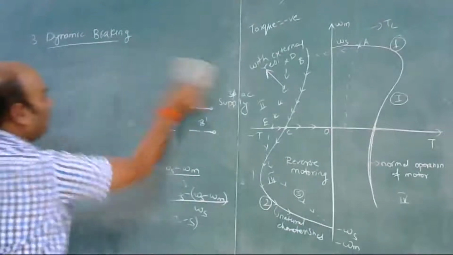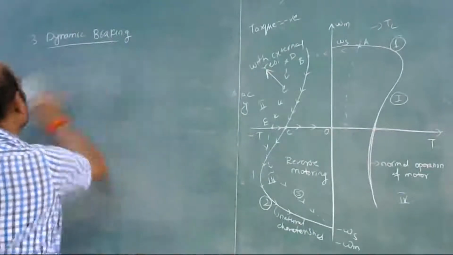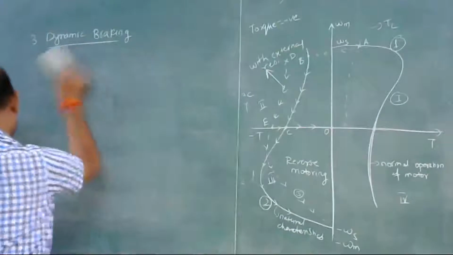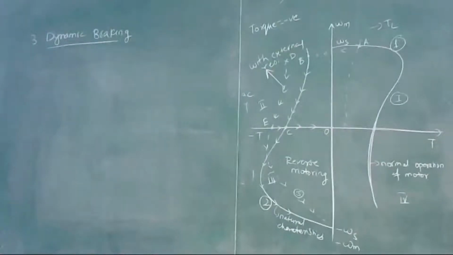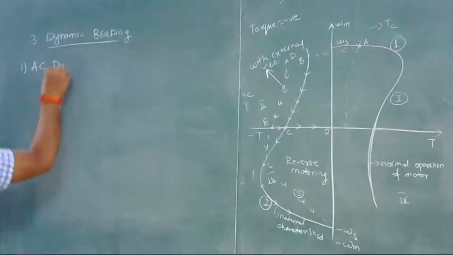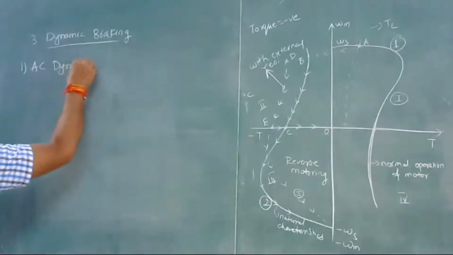The first type of dynamic braking we will discuss is AC dynamic braking.